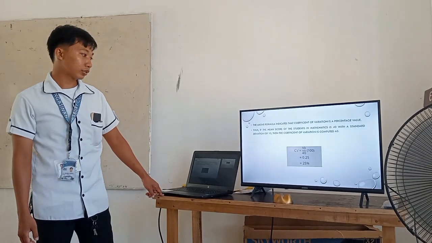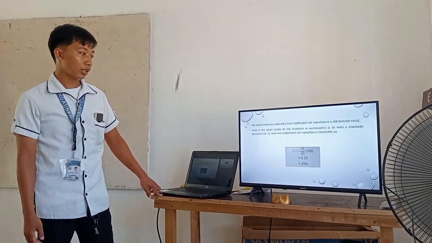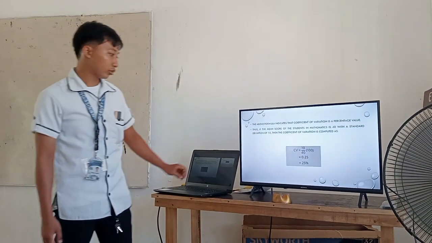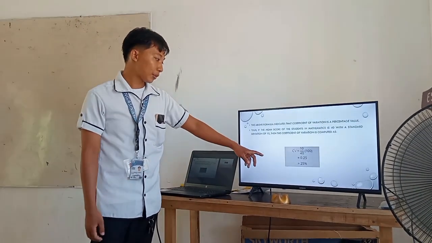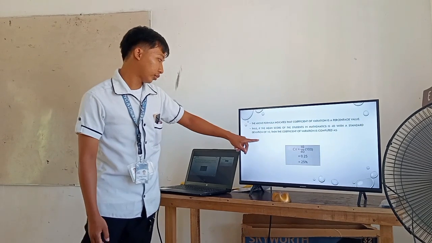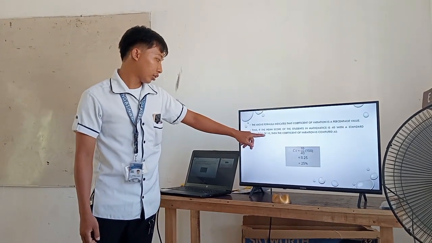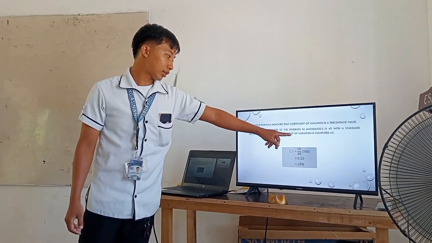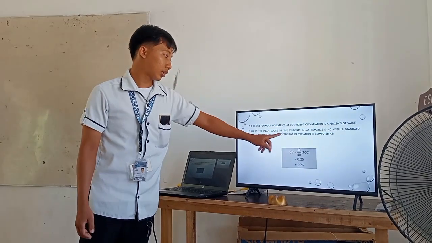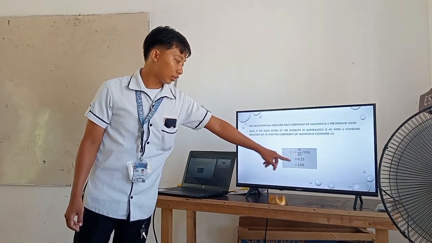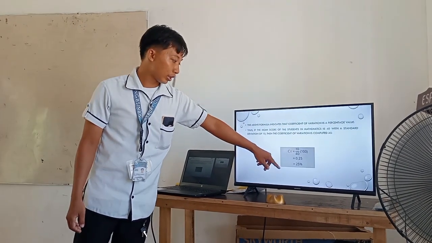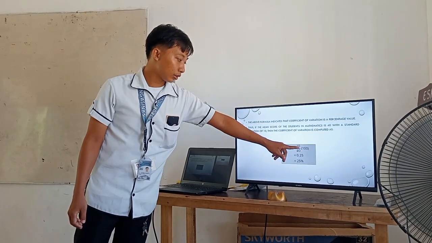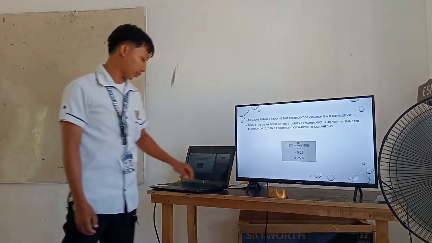Thus, if the mean score of the students in mathematics is 40 and the standard deviation is 10, then the coefficient of variation is computed as follows. So, sa pag-compute po ng coefficient of variation, yung standard deviation is 10, tapos yung mean of the students in mathematics is 40, tapos i-times ng 100 para makuha kung ilang percent siya. So, 10 divided by 40 is 0.25, then times 100 is 25%.